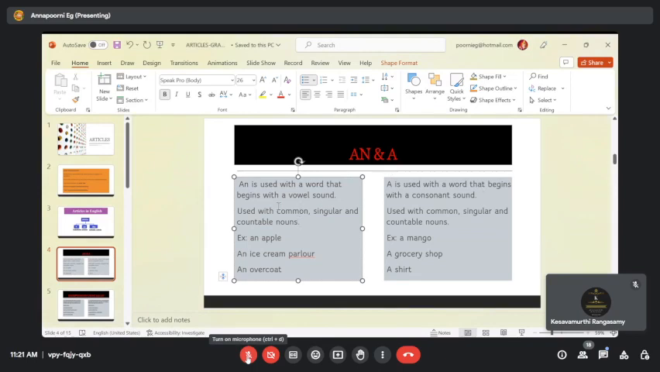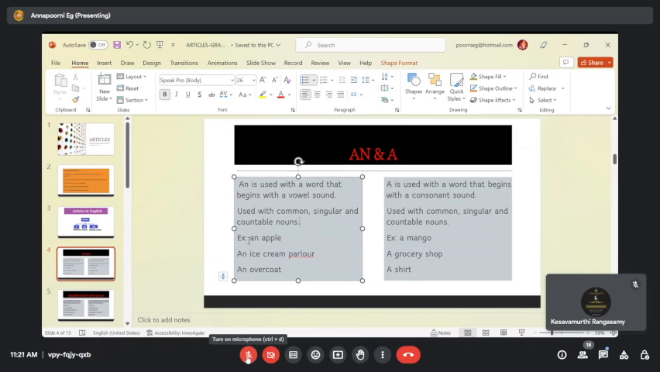So they can be used with common nouns, singular nouns, and countable nouns. Common nouns, we all know. What are common nouns? Names of places in general, like city, town, country, then fruits, vegetables, girls, boys, man, woman. These are all common nouns. Singular, you all know what singular is. Countable means those that can be counted.